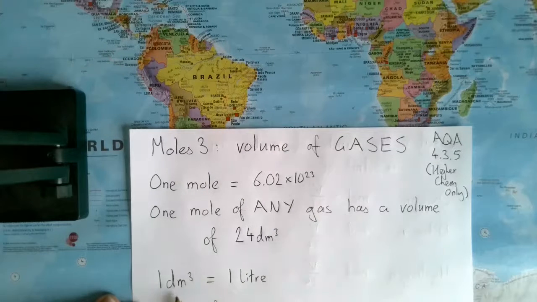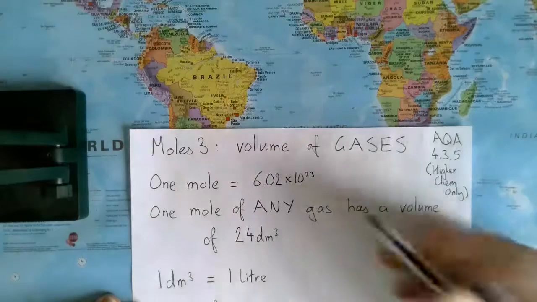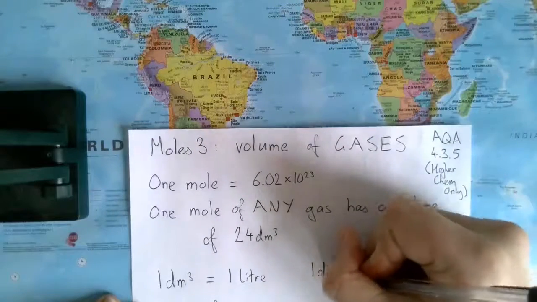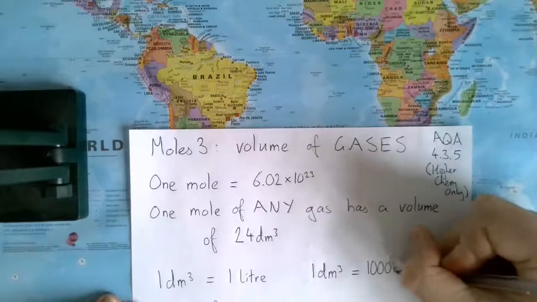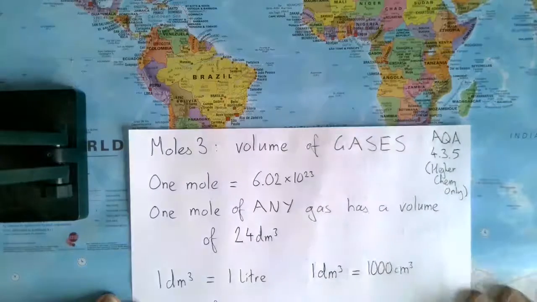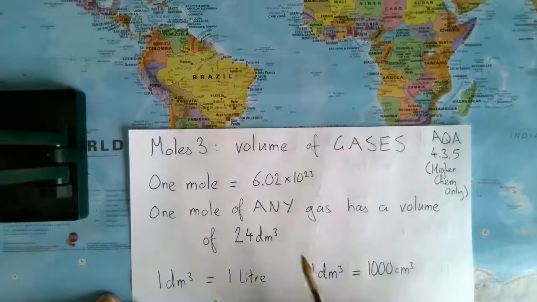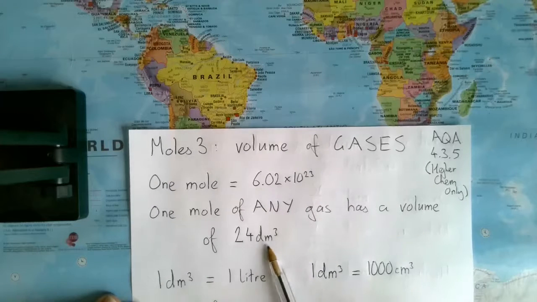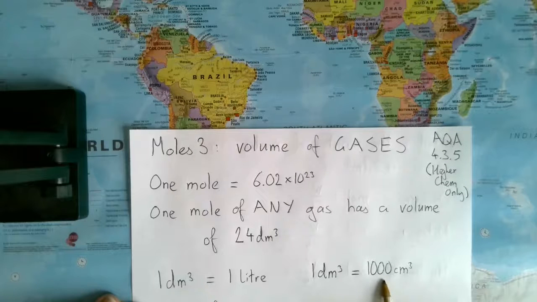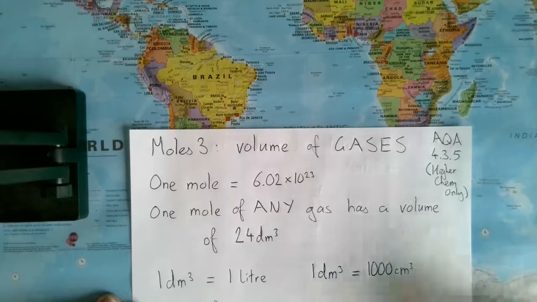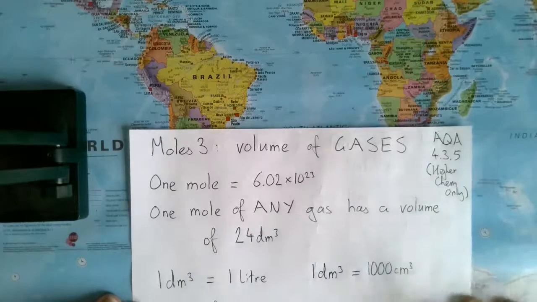Quick note though, make sure you know what 1 decimeter cubed is. It's equal to 1 litre, and 1 decimeter cubed is equal to 1,000 centimeters cubed. Do watch out for the examiners, because essentially you're only using one number. They will try and make you work for it by giving you the volumes in centimeters cubed, and you'll have to divide them by 1,000 to get to the decimeters cubed.